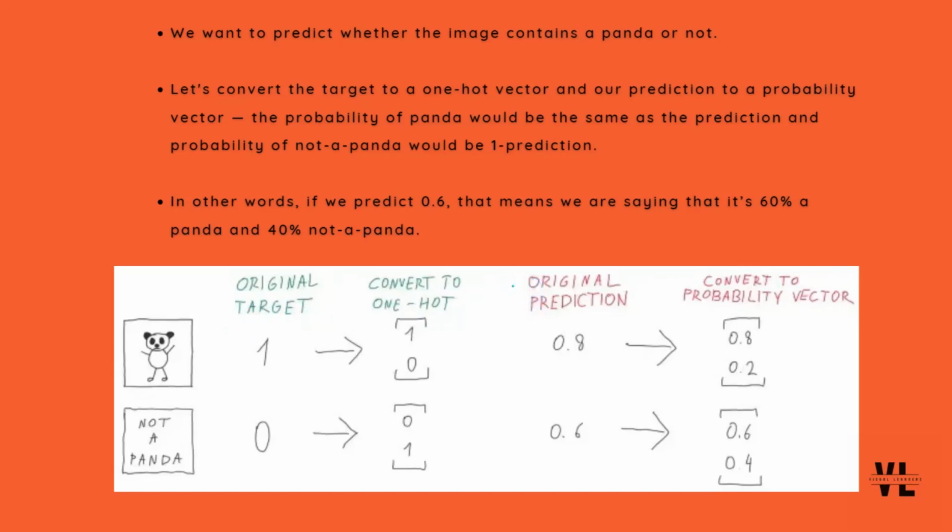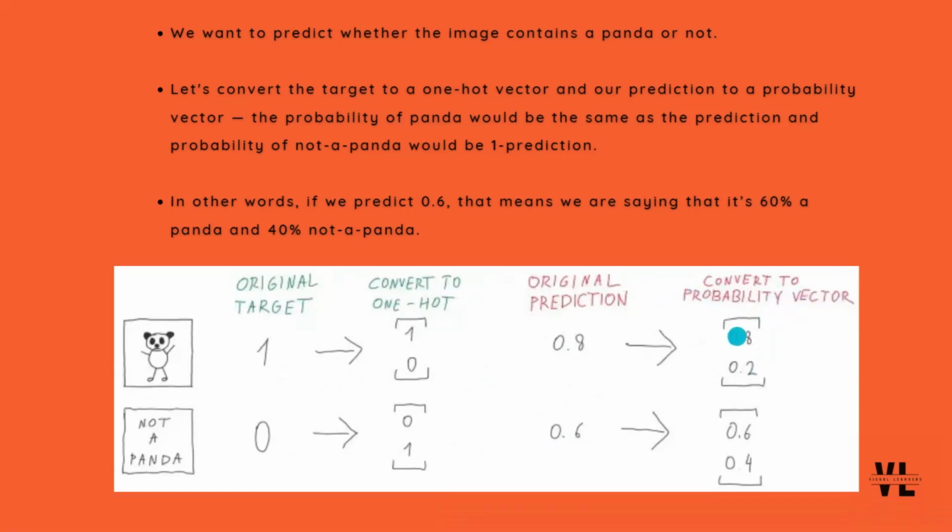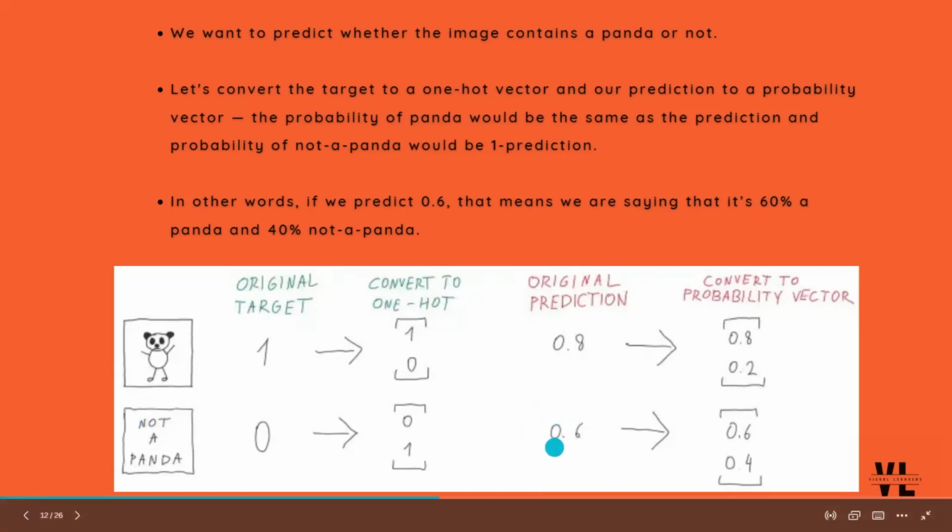And the original prediction from our model might be 0.8 for the case of a panda and 0.6 for the case of not a panda. And we can convert this into a probability vector. So for the case of a panda, if the probability is 0.8, then for the other case, 1 minus the probability of a panda is 0.2, so we put 0.2 for the other case. And if the probability for not a panda is 0.6, then we can just assume that the other case is 0.4.